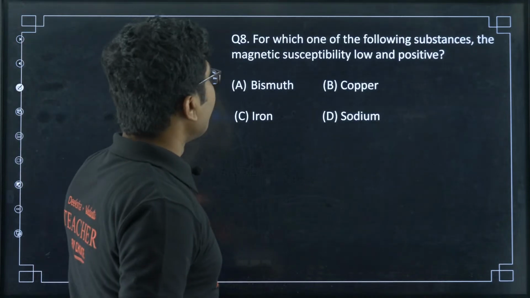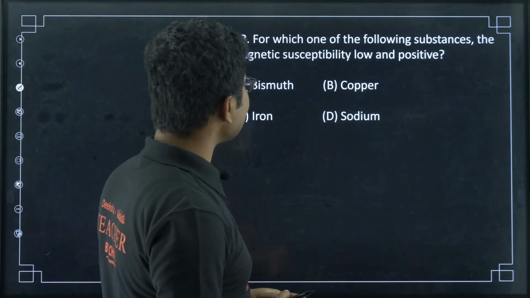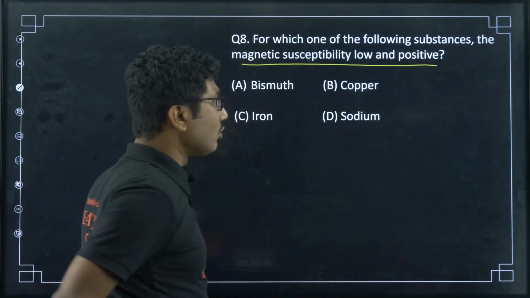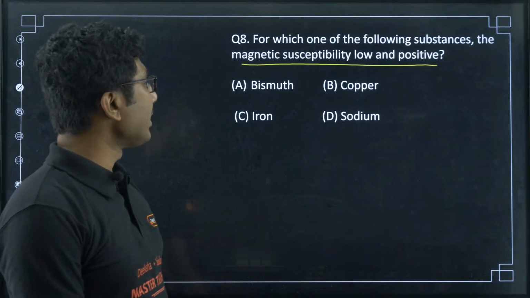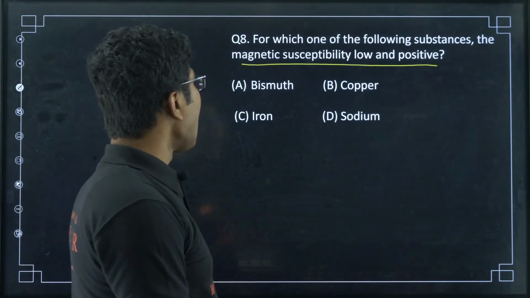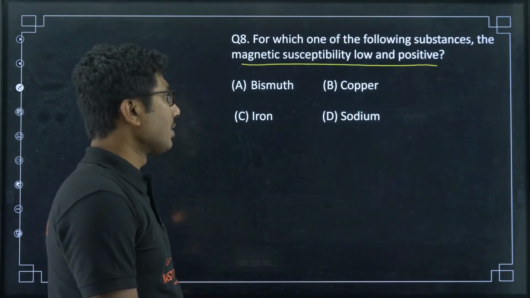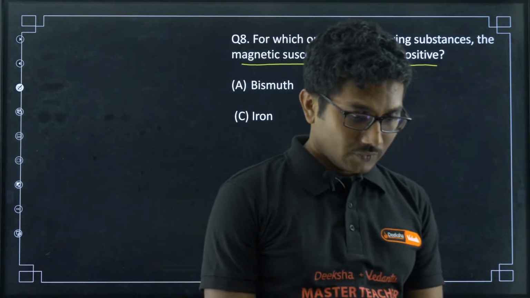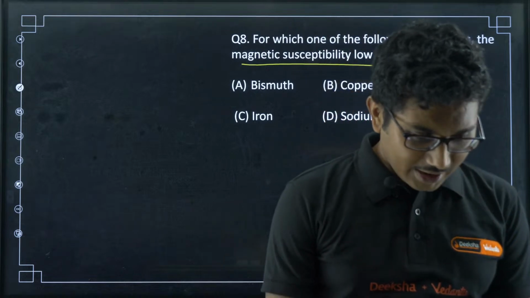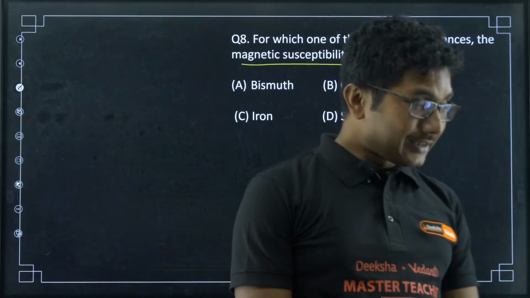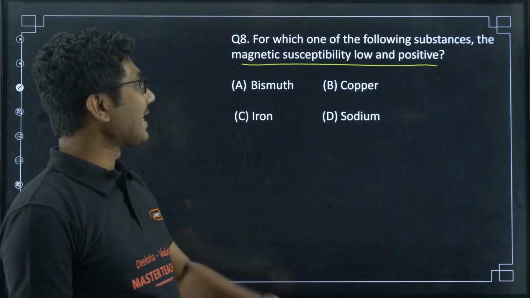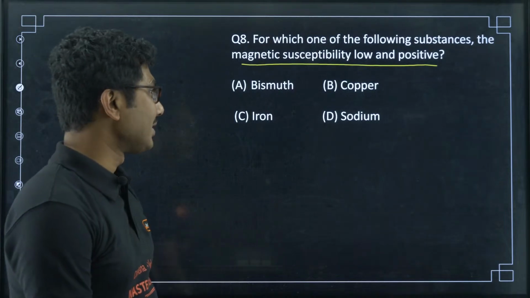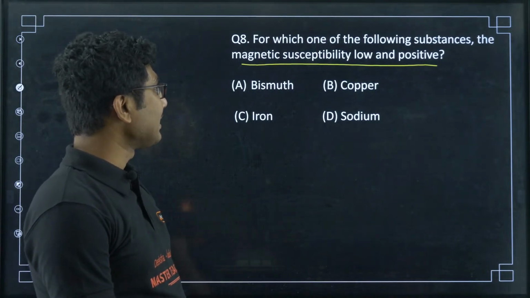Now, next question. For which of the following substances is the magnetic susceptibility low and positive? Very interesting. Bismuth, copper, iron, sodium. Now answer this. This is a very interesting question. What is the type of the material? Basically they are trying to say which of them is a paramagnetic substance. Which of them is a paramagnetic substance?